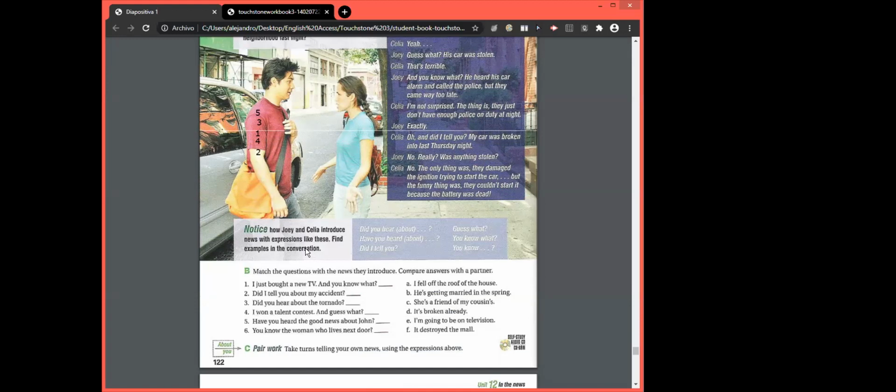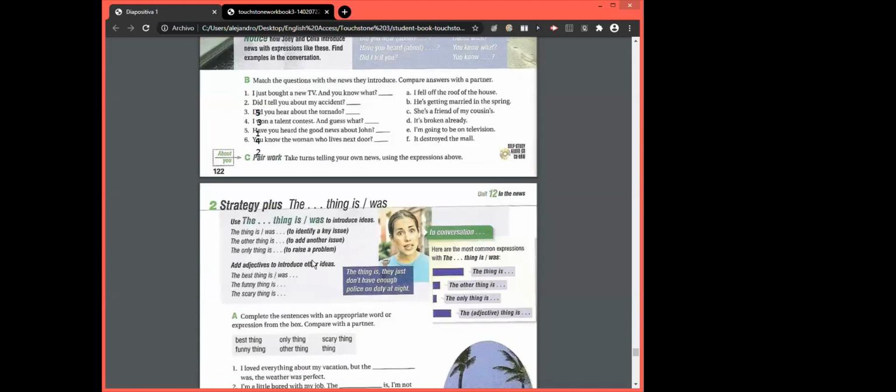Exactly. Oh, and did I tell you? My car was broken into last Thursday night. No. Really? Was anything stolen? No. The only thing was, they damaged the ignition trying to start the car. But the funny thing was, they couldn't start it because the battery was dead.